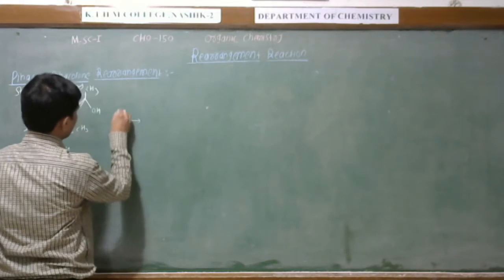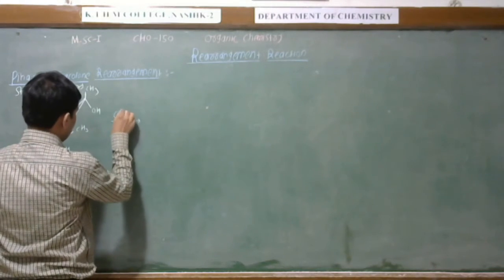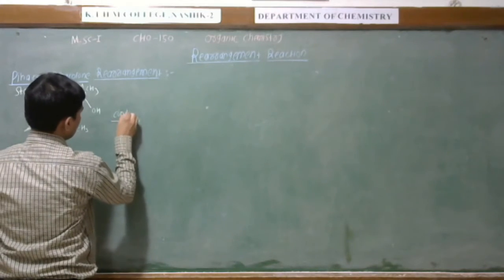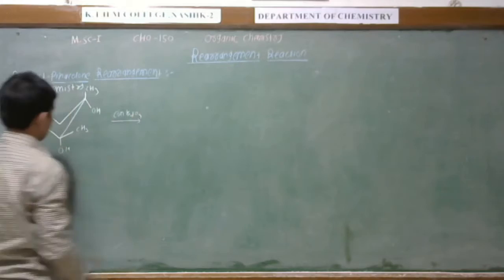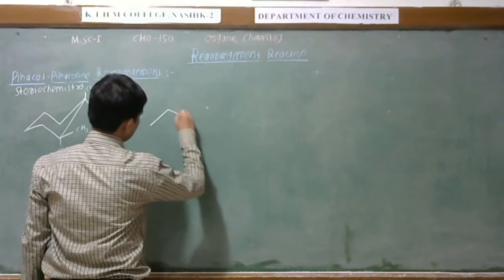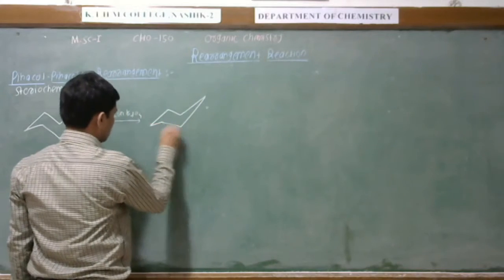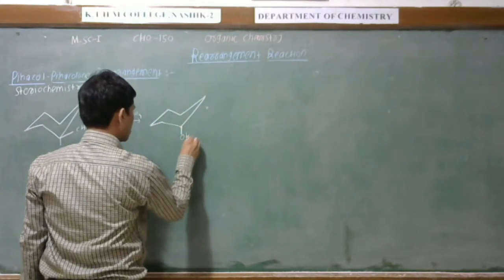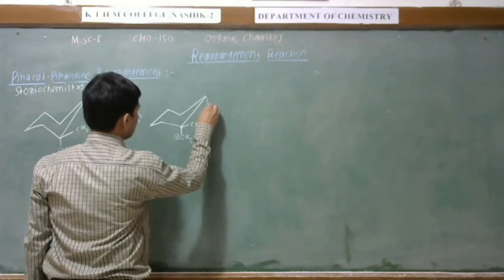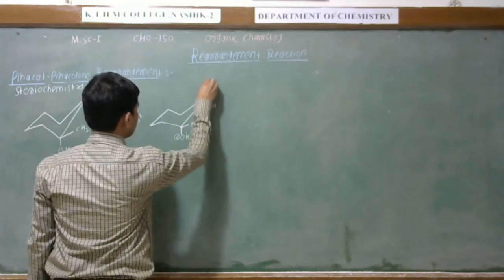When such a type of compound reacts with the concentrated H2SO4, then after the protonation there will be formation of OH2 plus, this is CH3, this is the OH here, and this is the CH3.